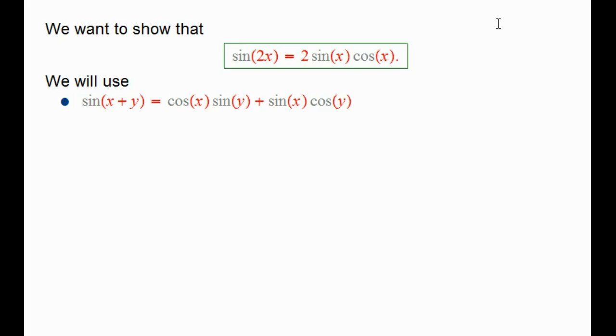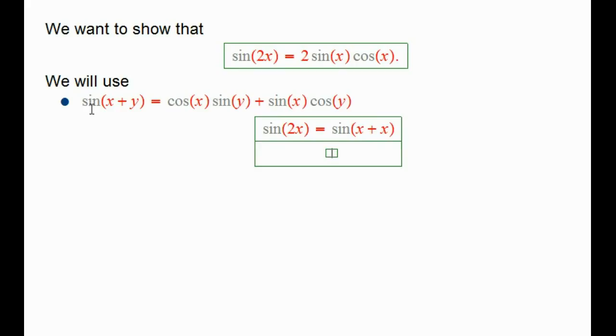Finally, I'm going to show you how to derive the double angle formula for the sine function, namely sine of 2x is 2 sine of x times cosine of x. So we know that we will need to use the fact that sine of x plus y is equal to cosine of x sine of y plus sine of x cosine of y, and this fact was established earlier too. So we will start with the fact that 2x is equal to x plus x. This allows us to say that sine of 2x is equal to sine of x plus x.